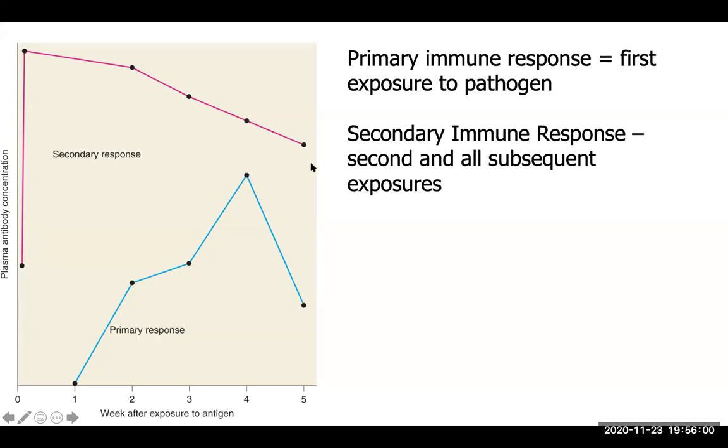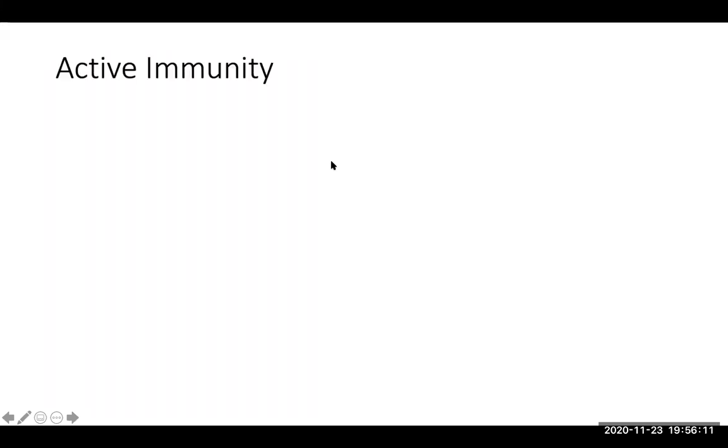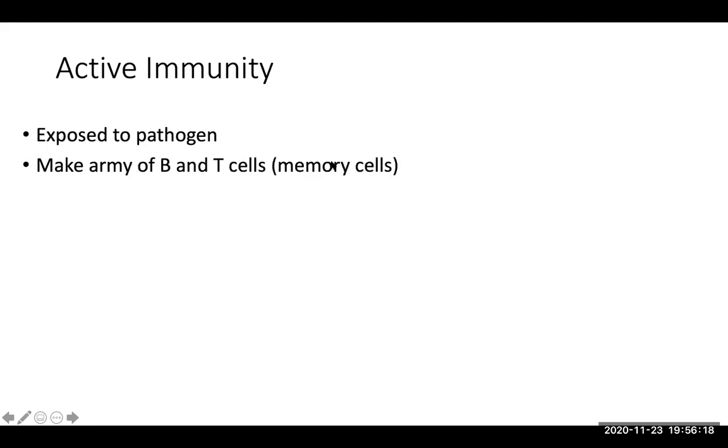So hopefully the function of the immune system has really impressed you. Okay, and you can see why it's so important to get your vaccines. Okay, so active immunity is when your body produces antibody itself. So you're exposed to a pathogen and you get an army of B cells and T cells for cell-mediated immunity, and both B cells and T cells will make memory cells, and that's going to give you a super rapid response if you ever come in contact with that pathogen again. And that's how we get our long-term immunity.